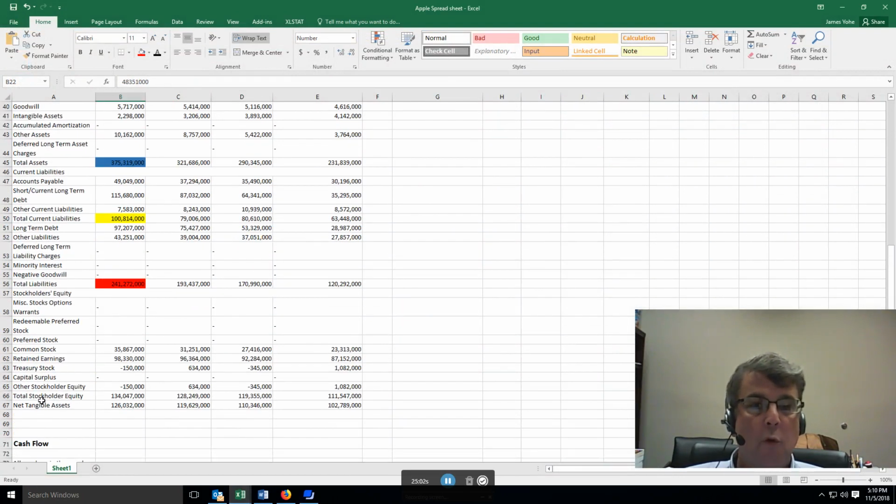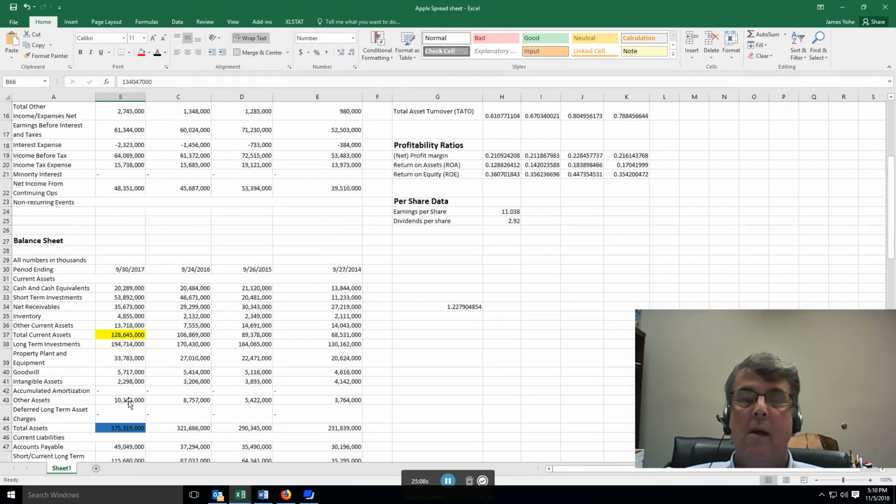Okay, total stockholder equity of $134,047,000,000. And when we took that out, we got this whopping 0.3607. So we read that as a percentage, roughly 36.1% with rounding, is the return the owners are getting on their equity in terms of net profits. So for every dollar they've invested in the company, they're making 36 cents on that every year in net profits.